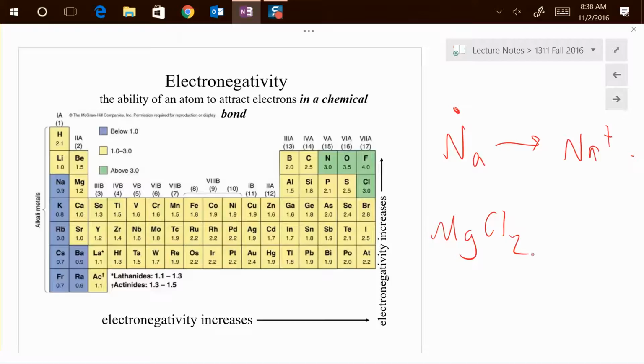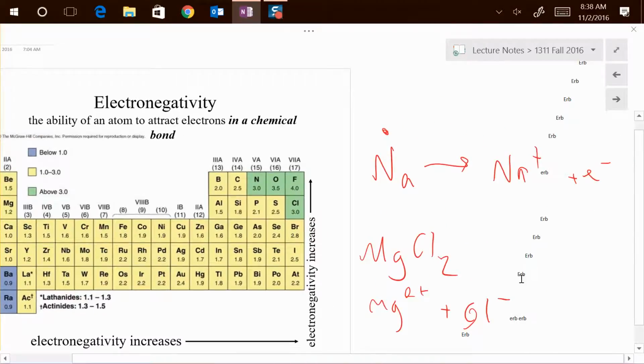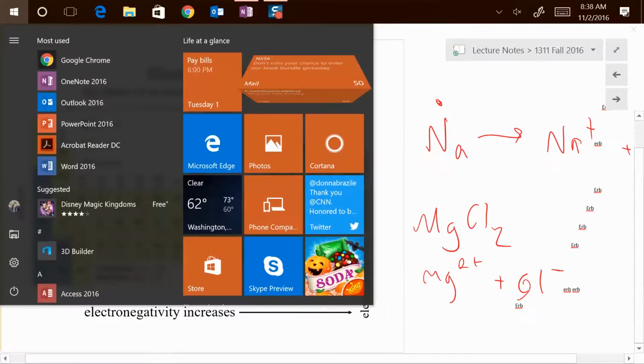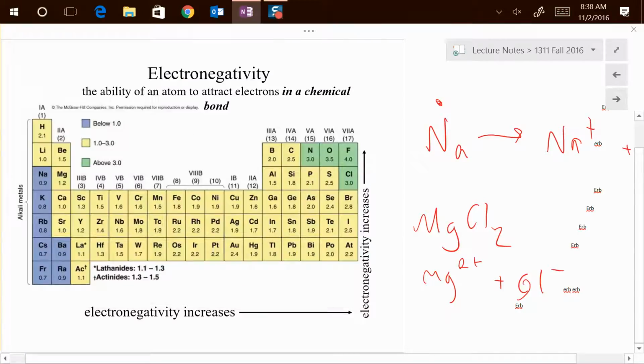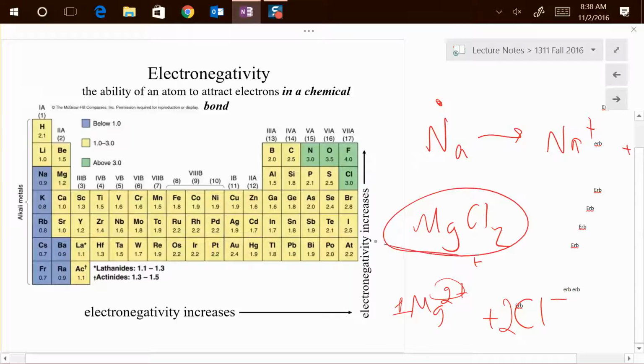That's what we learned about in naming, right? Mg2+ and Cl-. So that means I need 2 Cl- for 1 Mg2+, based on the charges here. This needs 1, and so I get MgCl2.